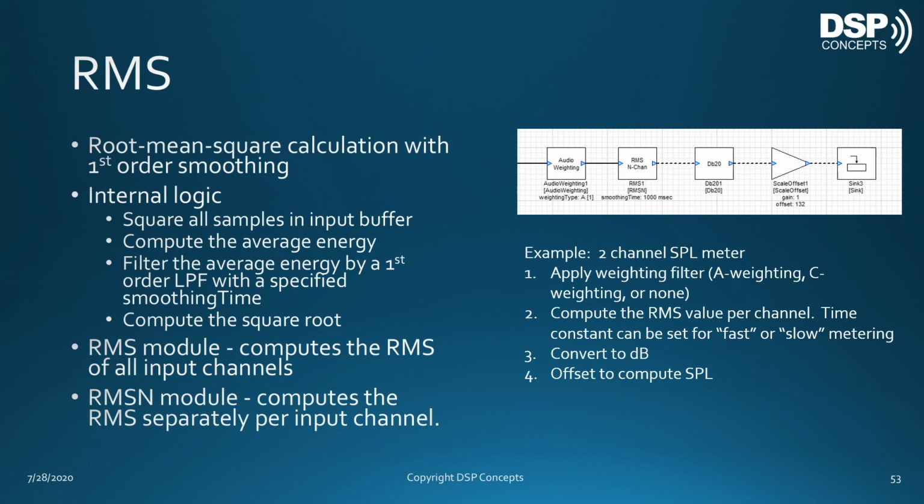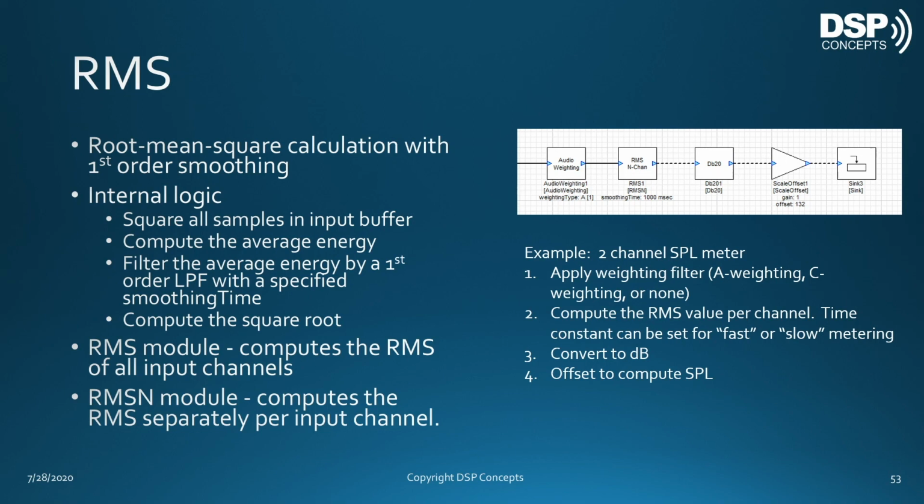So the example above is a 2-channel SPL meter. You can specify the weighting filter. If you want A weighting or C weighting, you do an RMS calculation. By changing the smoothing time, you can switch between fast averaging and slow averaging, convert to dB, and then convert to SPL.